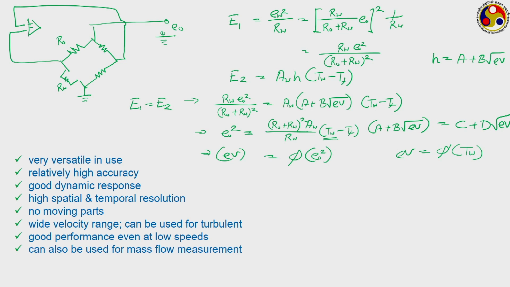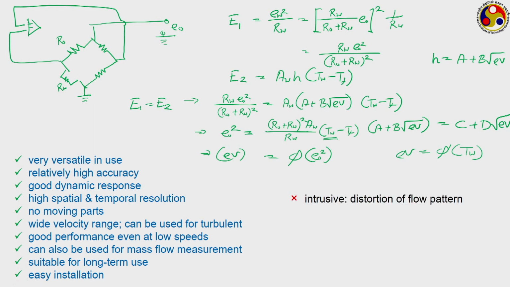Can also be used for mass flow measurement, because with suitable alteration or very small modification, we can make this one work as a mass flow meter. They are suitable for long term use and easy to install. But as we are talking about a very small wire in case of a hot wire probe, they are very fragile, and that is one of the big disadvantages.